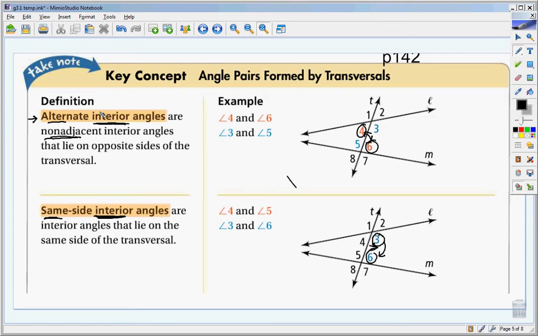Question on what it means to be alternate interior or same side interior. And again, the name kind of tells us what we're looking at. Today we're simply going to be identifying angle pairs. Tomorrow we'll be looking at what happens with alternate interior angles if L and M happen to be parallel. Pretty good? Can I go to the next one?